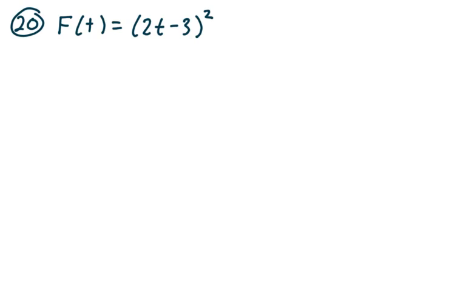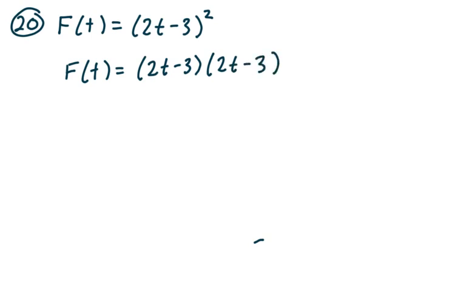If we take a look at problem 20, so we'll do a couple more examples for this video. Suppose f of t equals 2t minus 3 to the second. Now, remember, this is section 3.1. We don't have any techniques on how to handle something like this. But what we do know how to do is square that out. And that's exactly how this should be handled. So this is 2t minus 3 times 2t minus 3. Okay?